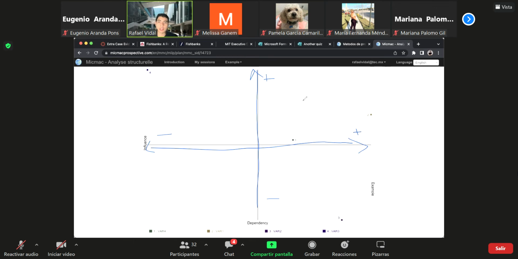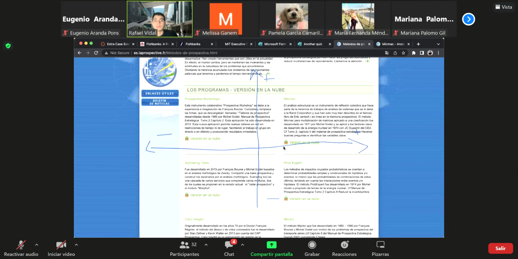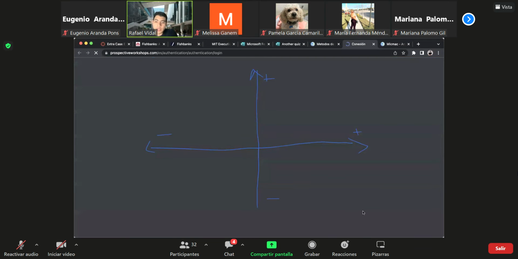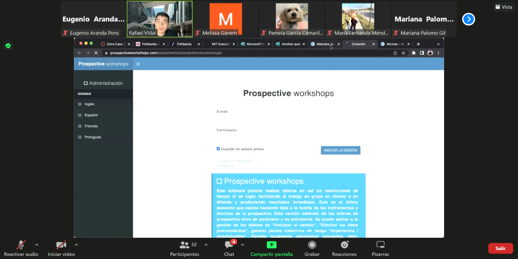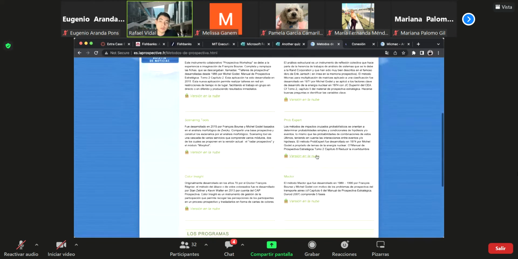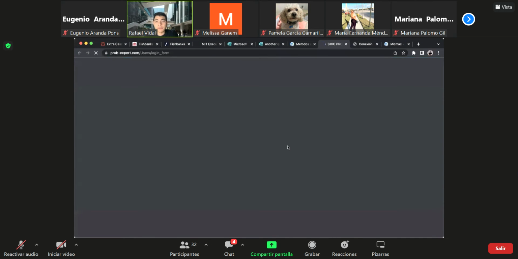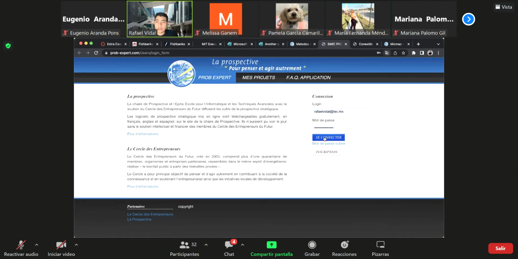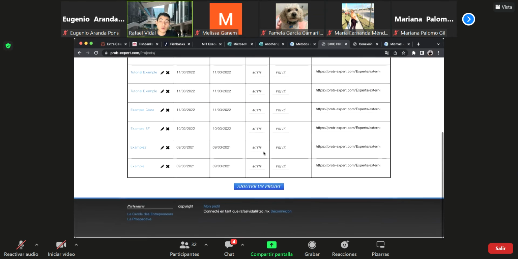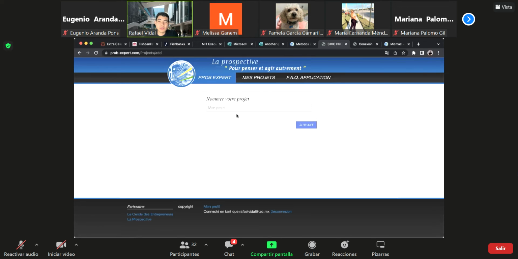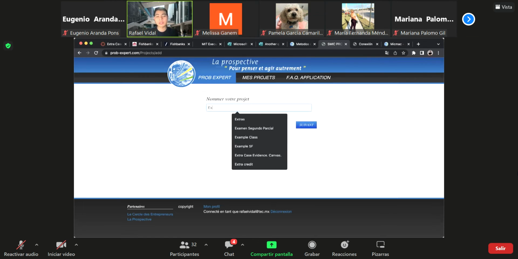Okay, so let's talk about our last tool, which is the cross-impact matrix method. So this is quantitative. We are going to end up with a number that we have to read to understand what's the most probable scenario to occur. For this, we're going to use the Prof Expert. You have to create a different account from the Micmac platform. So I'm going to create a new one. This is more intuitive, I think. So I'm going to create example one.